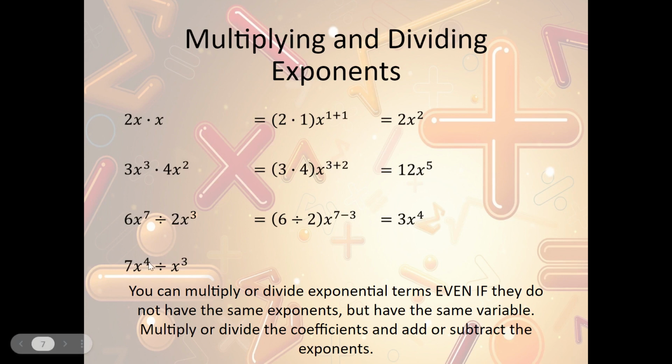Now here we have 7x to the 4th divided by x cubed. So again, we're going to divide 7 divided by 1, and x to the 4 minus 3. 7 divided by 1 is 7, and x to the 4 minus 3 is first power. And whenever it's the first power, we don't need to put it there, so it's just 7x.